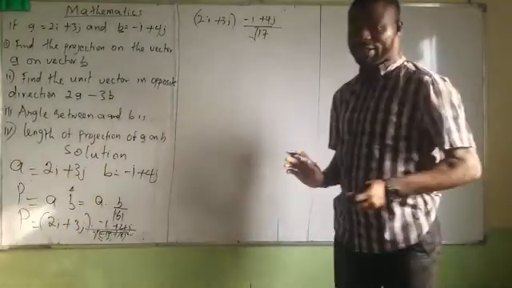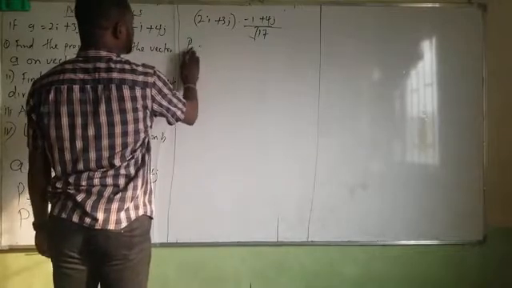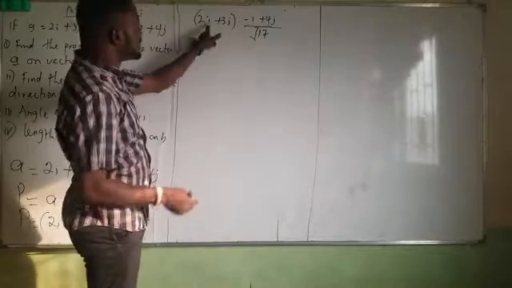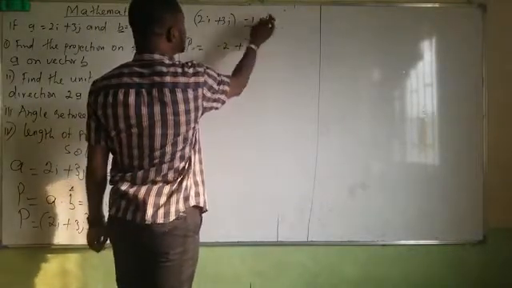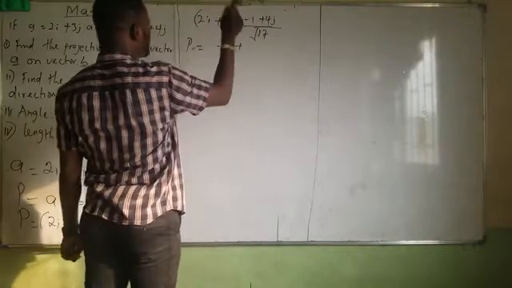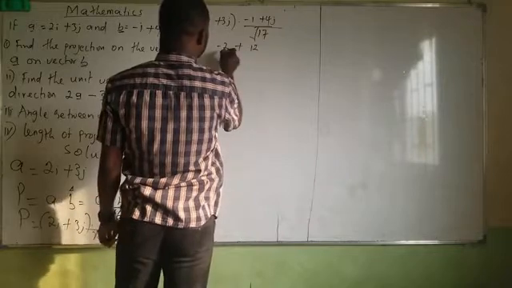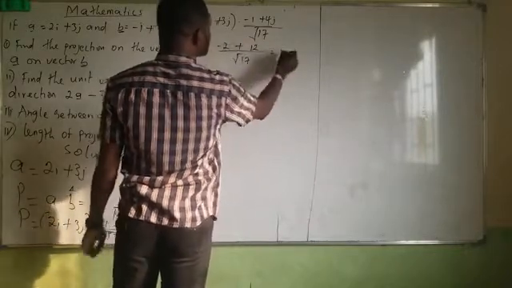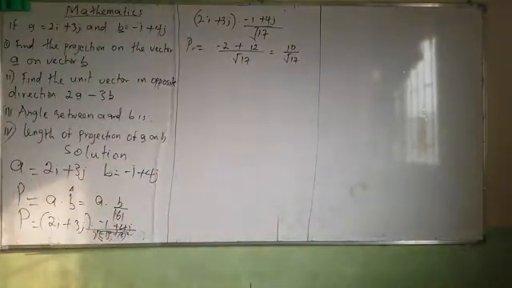Now, can you see, by now I can say that my projection will be equal to this dot this. It will be minus 2 plus this dot this, which will be 12. Yes? Now, divided by what? Root of 17. It means that will be equal to 10 all over root of 17. That is my answer, 10 all over root of 17. There is no mistake.